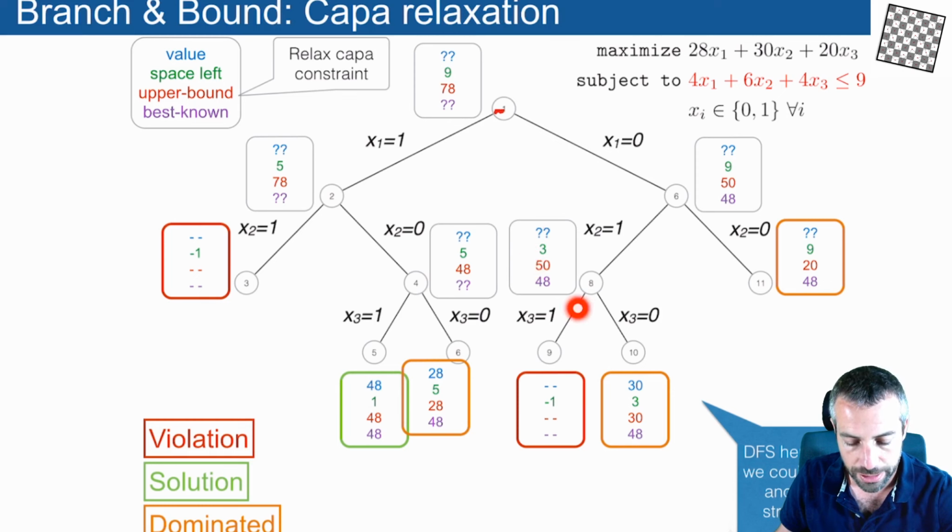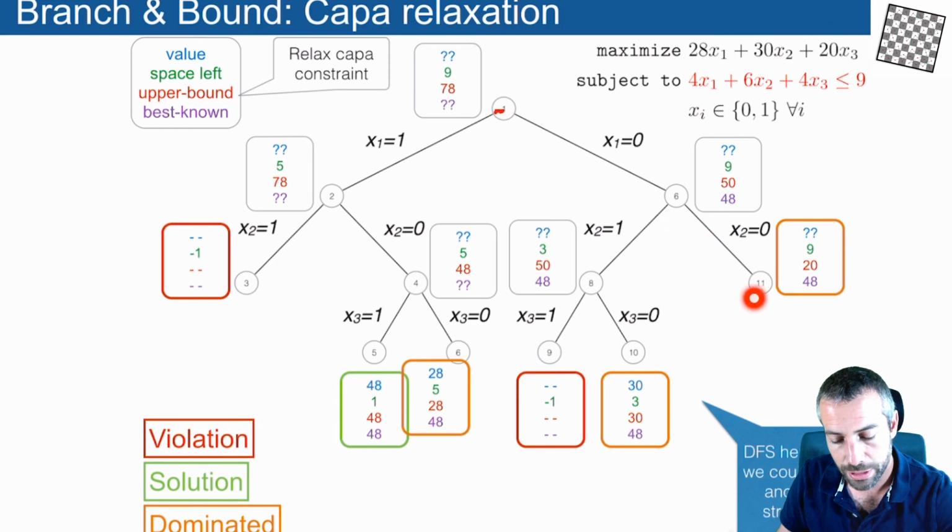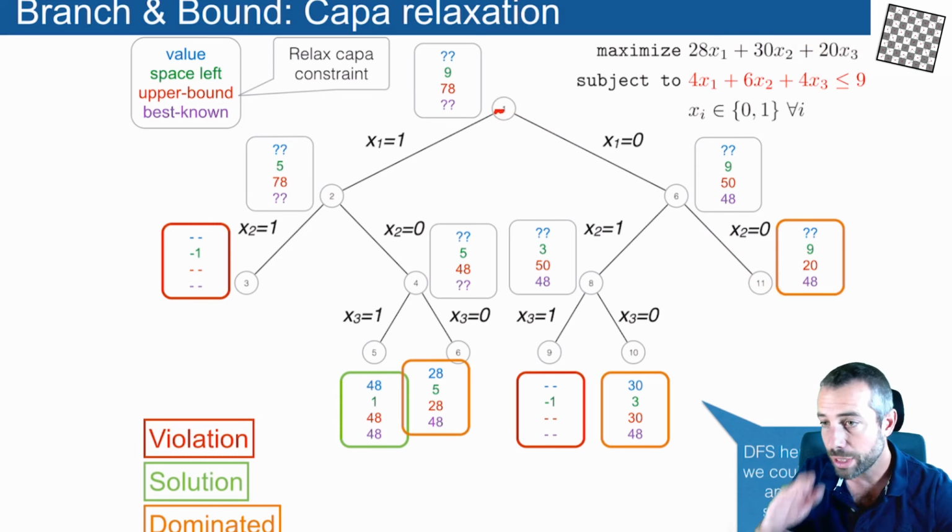So I go to the left, and this one is unfeasible. I've got negative capacity left, so it's unfeasible. I go to the right, and this one is dominated. 30 is less than 48. I go to the right here, and here it's also interesting, because if I cannot select item 0 and cannot select item 2, it means that if I'm optimistic, I'll only have 20 left. And 20 is worse than the best known solution, which is 48. So I can stop here. I can prune this region. I don't need to explore that part. It's not promising to go there because I cannot improve my best known solution.